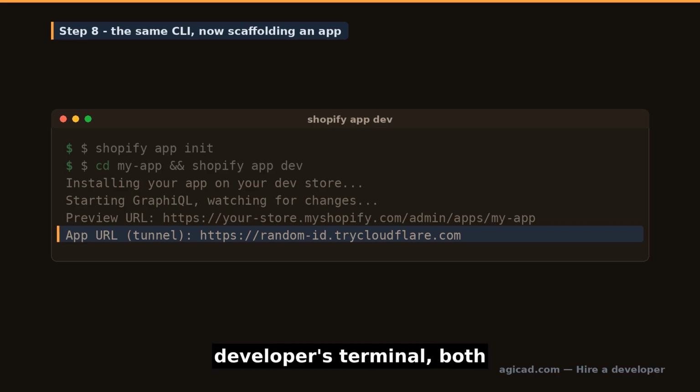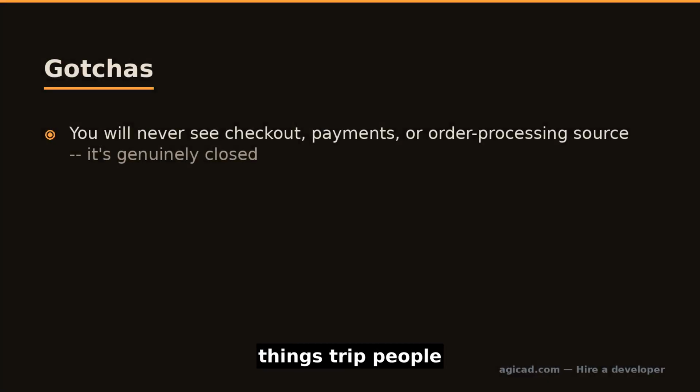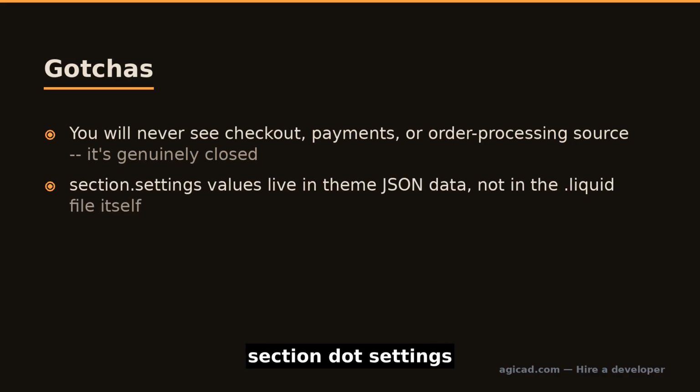A handful of things trip people up here. You will never find the source for checkout, payment processing, or order rights in any public repo. That boundary is real and deliberate, not a documentation gap. Section.settings values you see in a .liquid file are read from JSON template data the platform stores separately, so grepping only the theme's Liquid files will never show you a merchant's actual configured values.